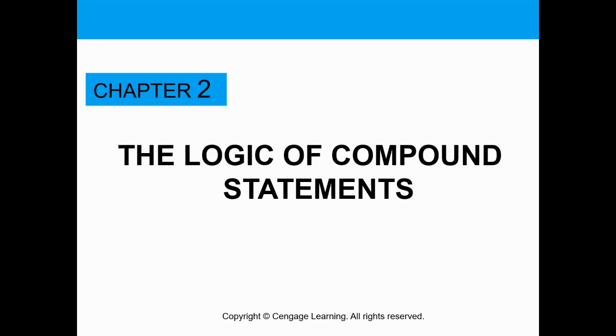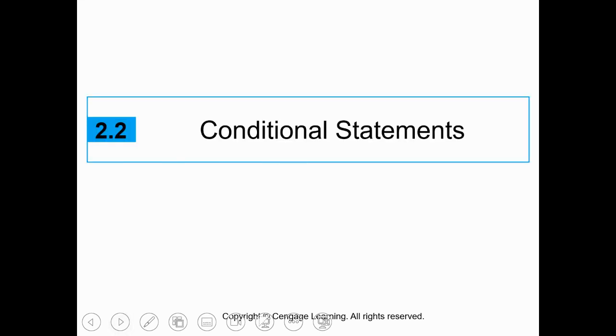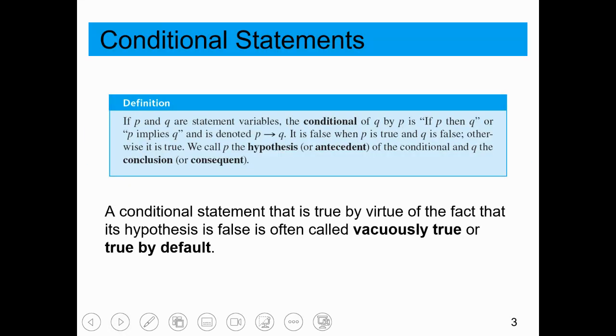Hello, mathematicians. Let's talk about the logic of compound statements, beginning with conditional statements. So, conditional statements are statements of the form if P, then Q. And so, P and Q are statement variables. The conditional of Q by P is if P, then Q. Or we might say P implies Q.